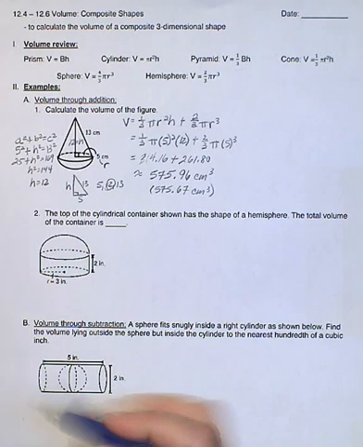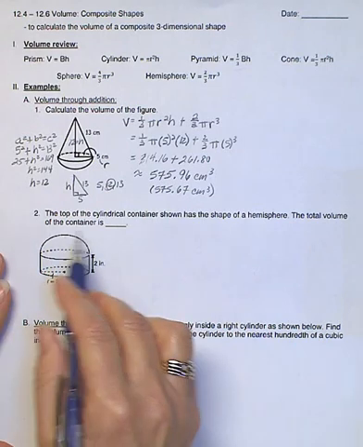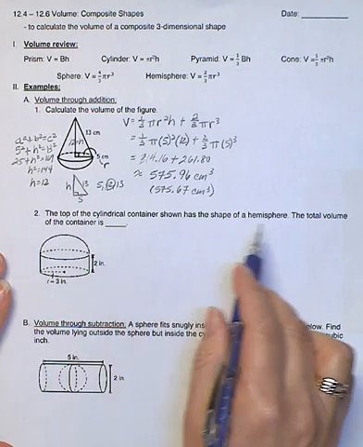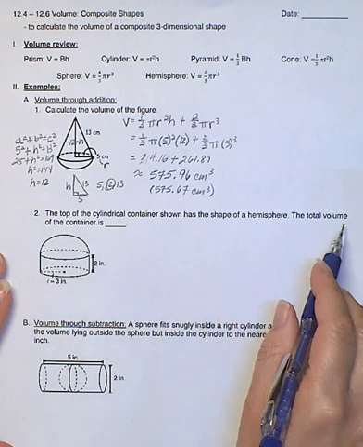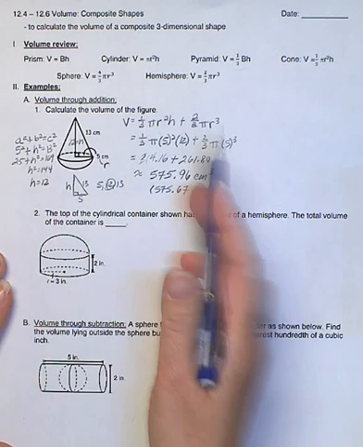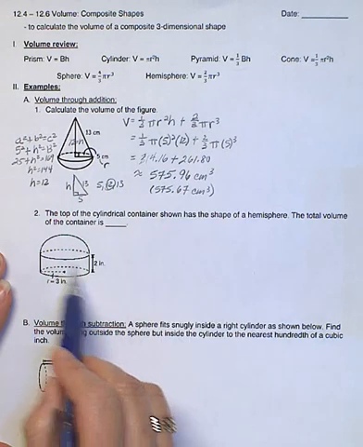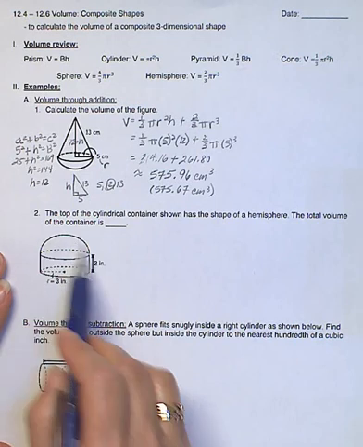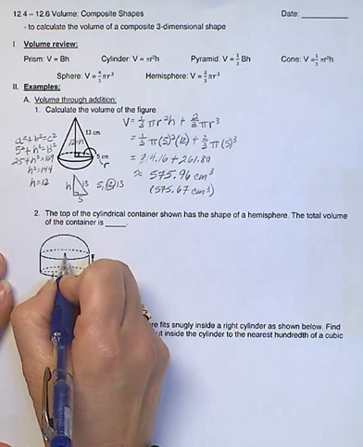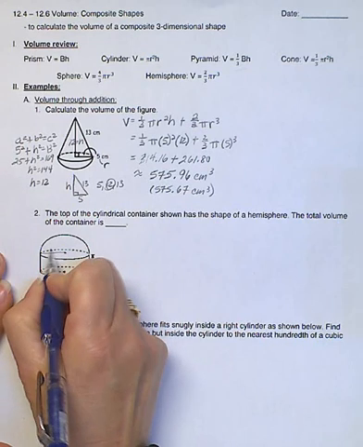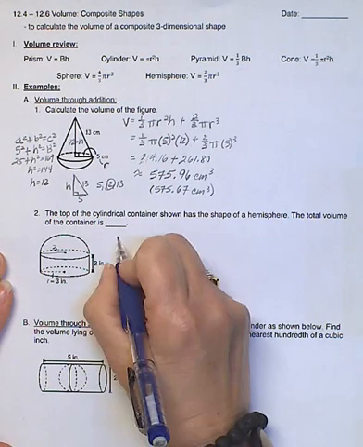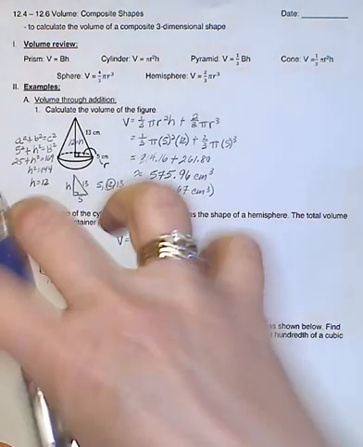The top of the cylindrical container shown has the shape of a hemisphere. The total volume of the container is... So it's the same question as just calculate the volume. They tell you you have a cylinder and they tell you you have a hemisphere. So the radius of our cylinder is also the radius of our hemisphere. Again, it's sitting on top of the other, so we're going to add those together.